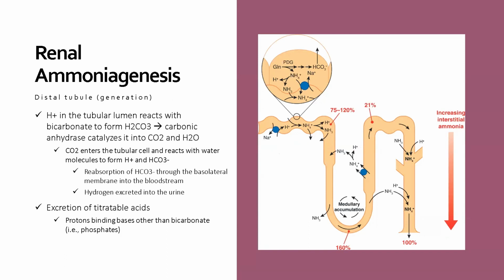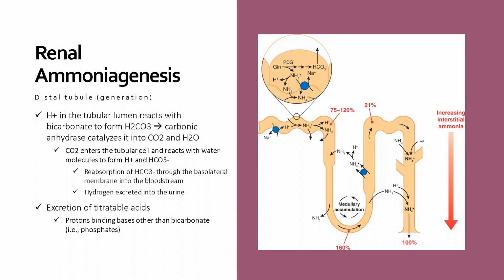So what happens is that the hydrogen in the distal convoluted tubular lumen reacts with the bicarb to form carbonic acid via carbonic anhydrase, which is going to catalyze it into carbon dioxide and water. The CO2 then enters the tubular cell and reacts with water molecules to form, once again, hydrogen and bicarbonate, with the hydrogen being excreted into the tubular lumen and thus in the urine, and then the bicarbonate is reabsorbed from the interstitium into the plasma.